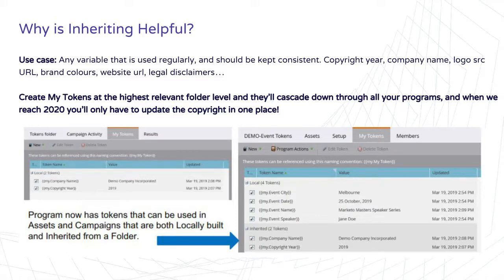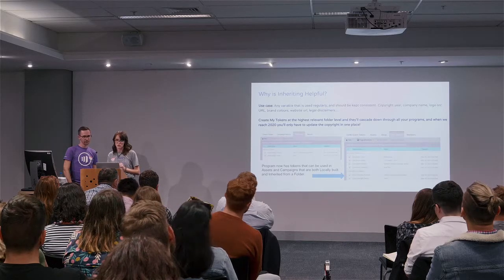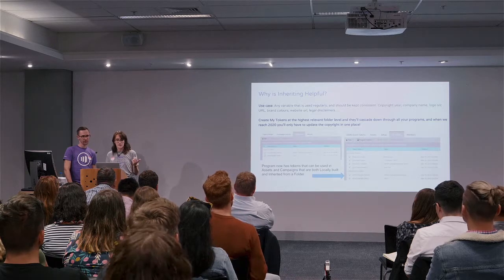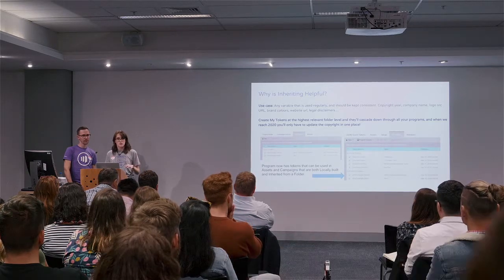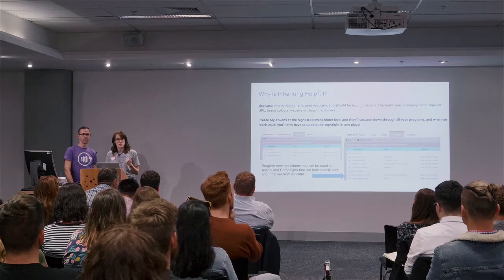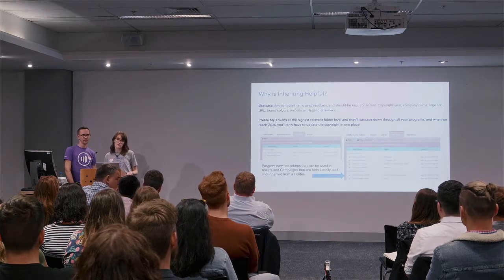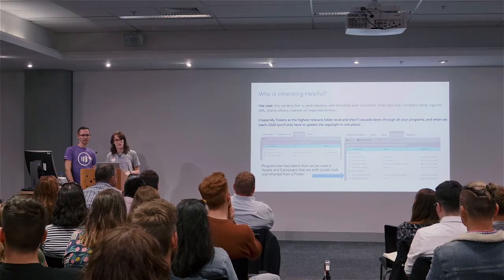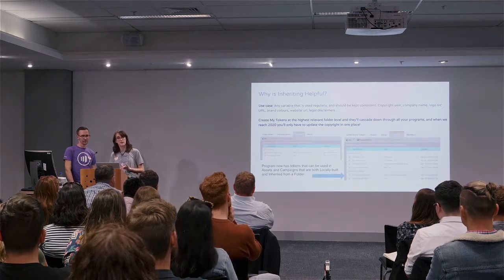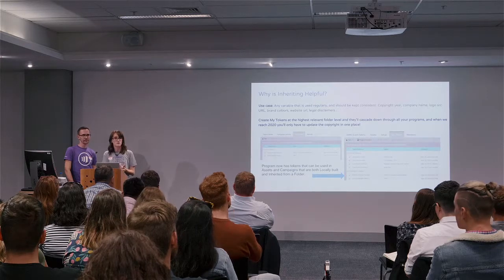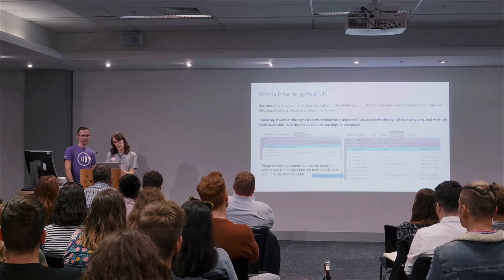And there's a couple of really good examples of where that's useful. If you think about any variable in your instance that is used regularly and should be kept consistent, then this could be an opportunity for you to use tokens where you otherwise aren't currently. Really good examples of that include copyright year, which for me is on the bottom of every single email and every single landing page.